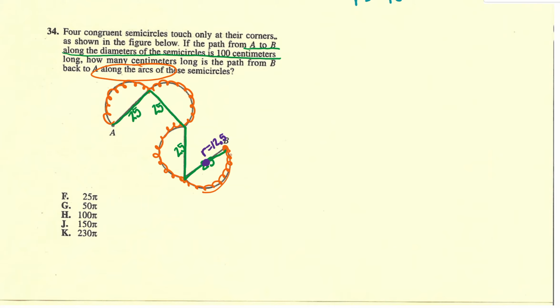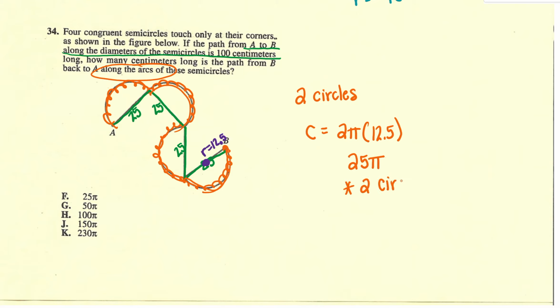And them wanting these paths along the arcs, basically they just want the circumference of 2 circles. So if circumference is 2 pi r, but I know the radius is 12.5, multiply and get 25 pi, and that's times 2 circles. So my answer is 50 pi, which is G.